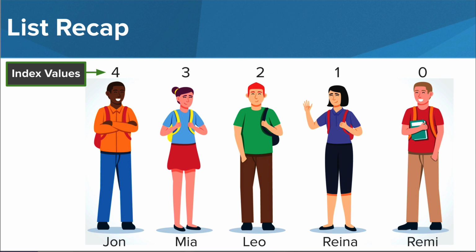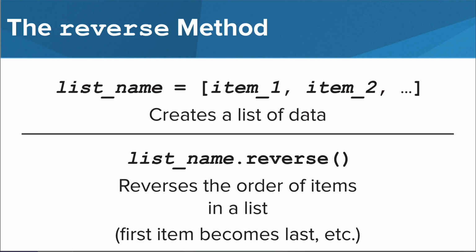So John, who used to be at index 0, is now at index 4, and Remy, who was at the back of the line at index 4, is now first at index 0. To do this in one simple step, we can use the reverse method.